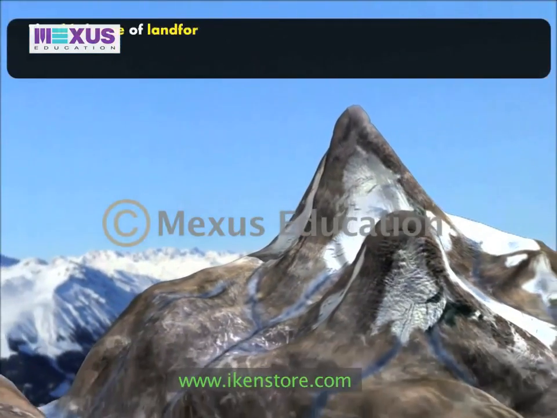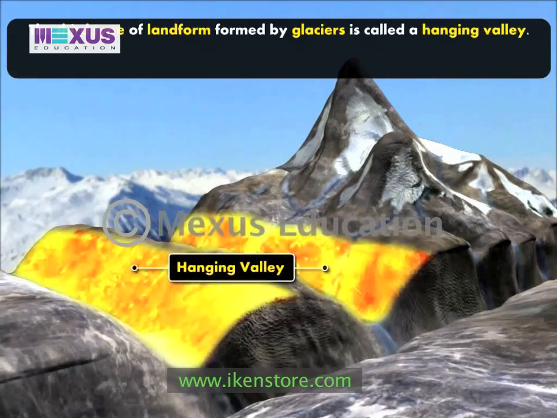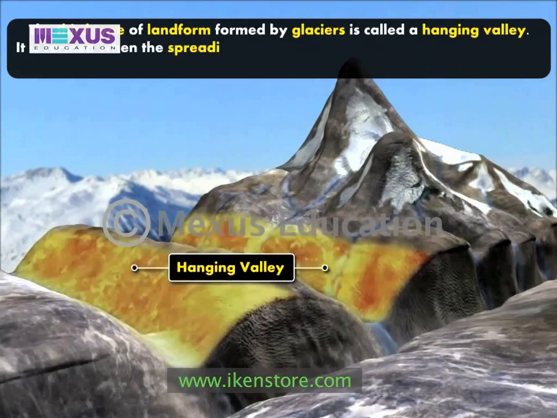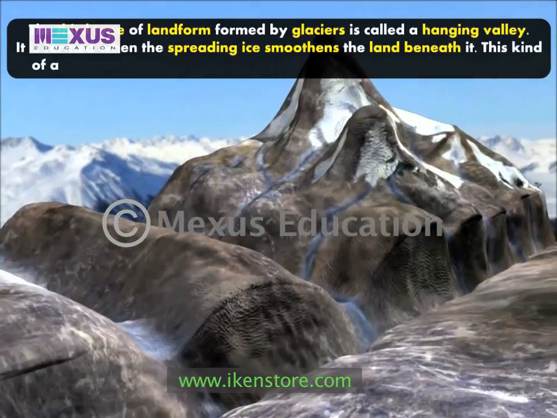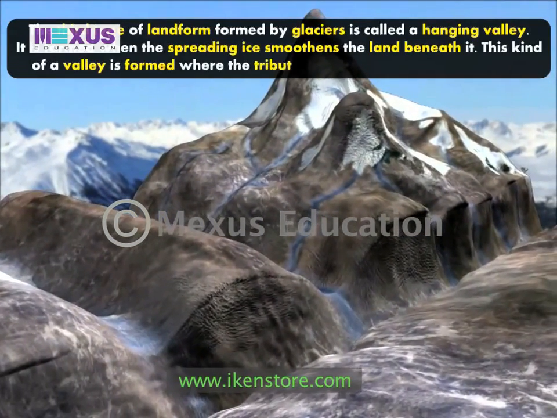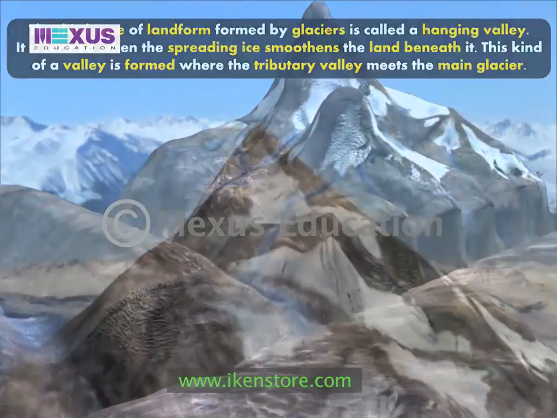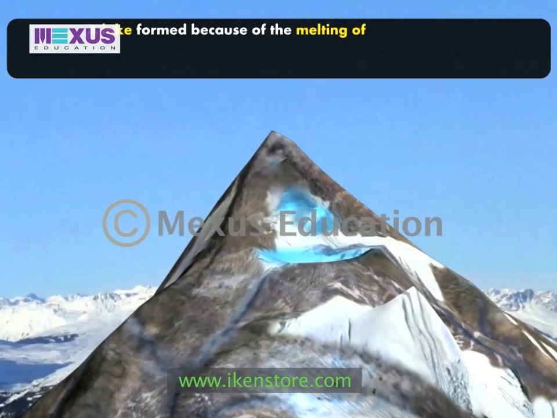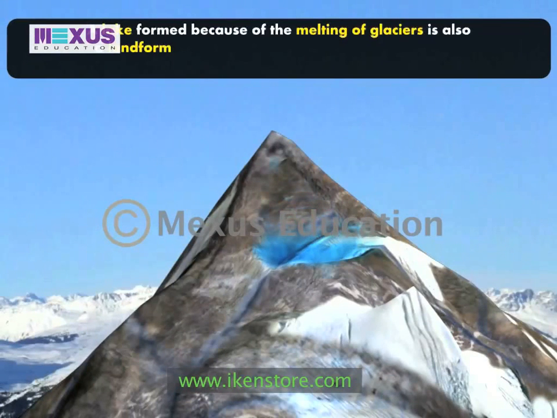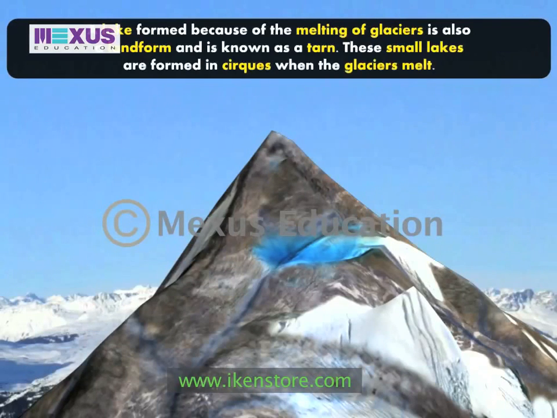Another type of landform formed by glaciers is called a hanging valley. It is formed when the spreading ice smoothens the land beneath it. This kind of valley is formed when a tributary valley meets the main glacier. A lake formed because of the melting of glaciers is also a landform and is known as a tarn. These small lakes are formed in cirques when the glaciers melt.